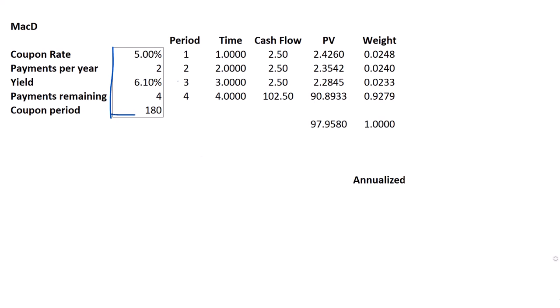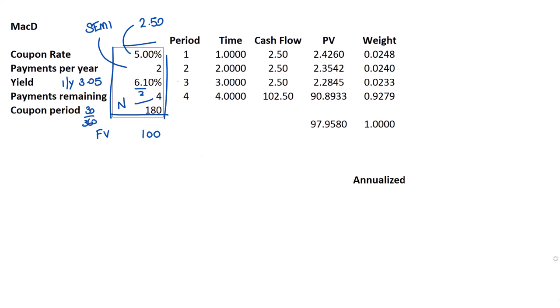We have in a box here our inputs. It is a 5% coupon, that's always stated annually, and 2 payments per year. So we have a semi-annual bond paying a coupon of 2.5, assuming a face value, so future value in your calcs, of 100. Yield is 6.1, again quoted annually, that means IY of 3.05 if you're going to value it. 4 payments remaining, so N is 4, 2 years or 4 semi-annual periods. Coupon period is 180, so clearly we're doing a 360 here just to keep it simple.